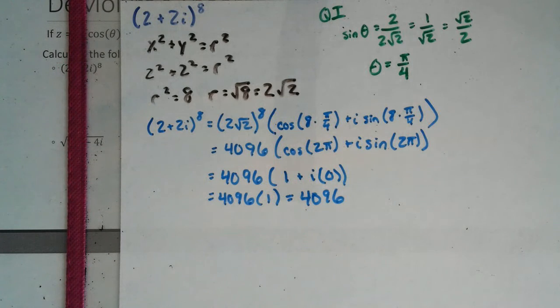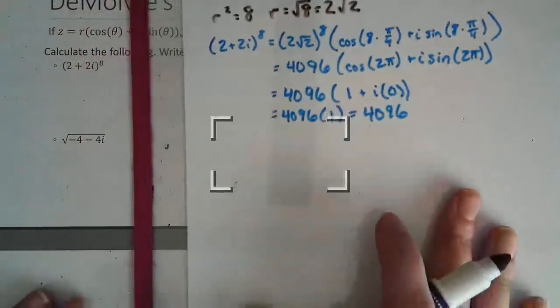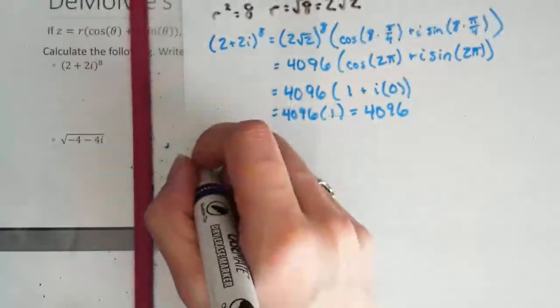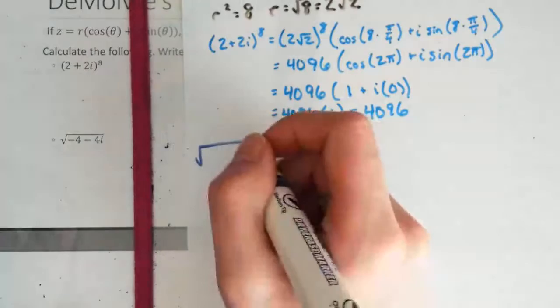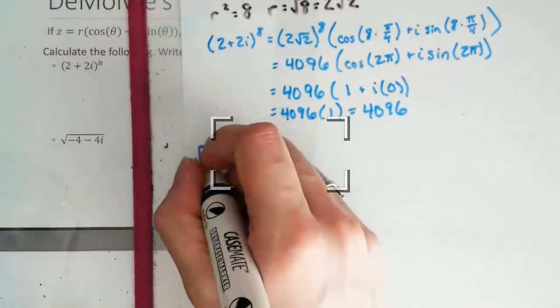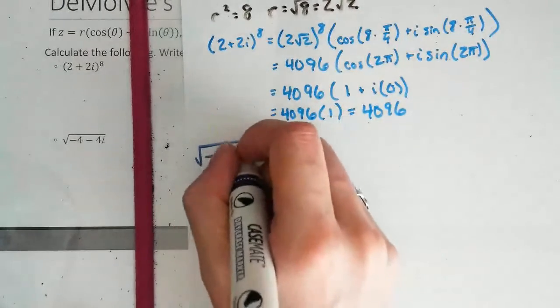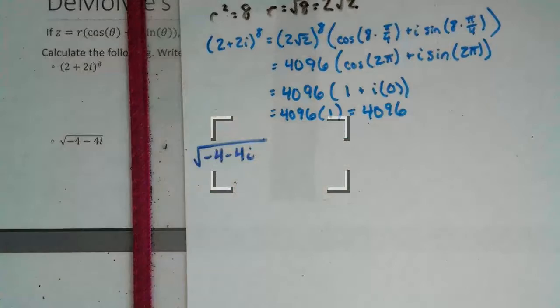So 2 plus 2i raised to the 8th power is equal to 4,096. Don't worry, they don't always come out that nice, so let's do one where things don't quite cancel out the way we want. It's not all unit circle stuff. Let's see what we got. So the next one we want to calculate is the square root of -4 minus 4i.